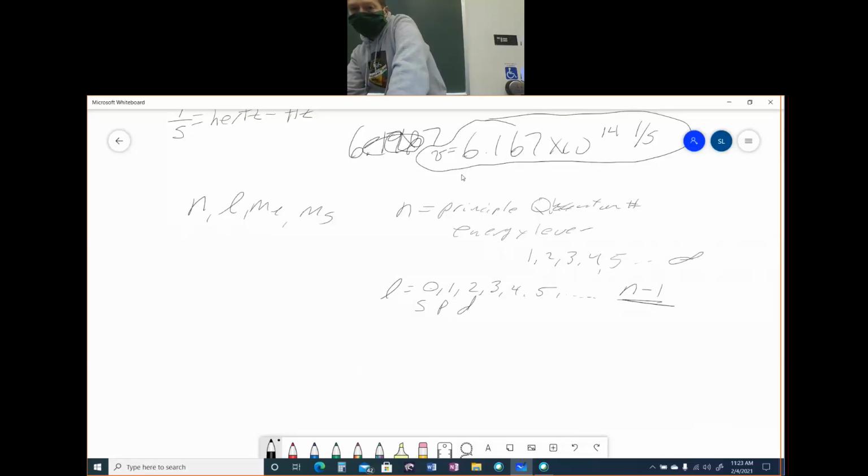if you had a 2D, and you know that doesn't exist, because if you had a 2, you could only be 0 or 1. So 2 can only be a 2S or a 2P. 3 can be a 3S, a 3P, or a 3D, because it goes up to n minus 1. When you're a 4, then you could go S, P, D, or F.